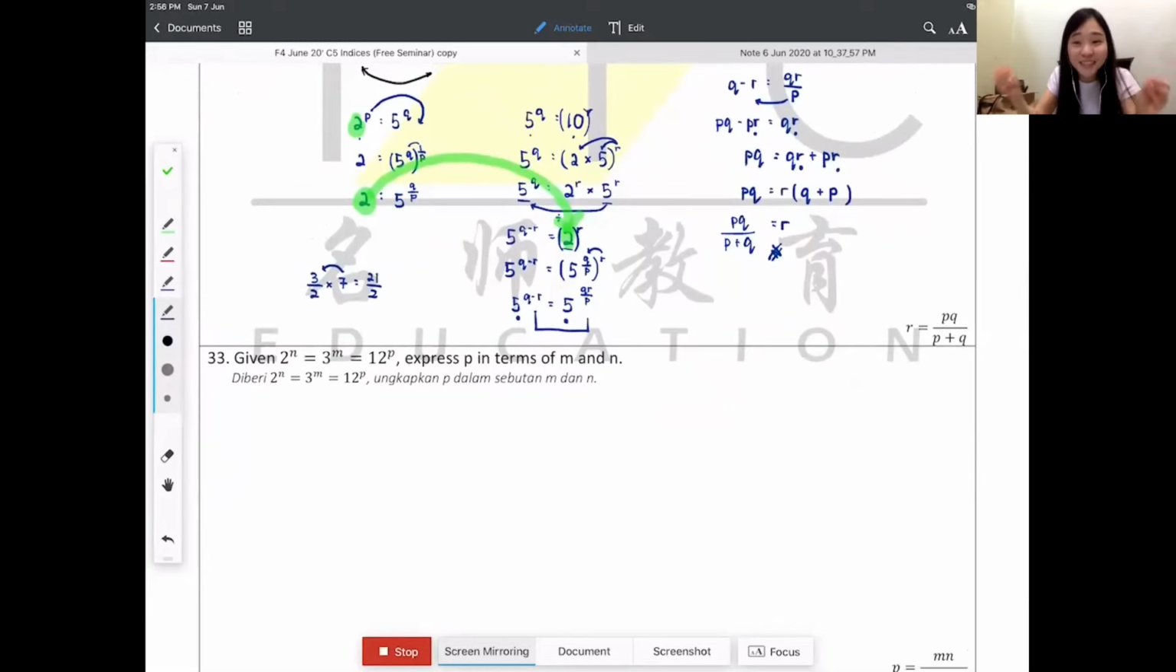So I do faster a bit for the next one, okay? 2 power n equals to 3 power m equals to 12 power p. Correct? Then they say express p in terms of m and n. So you know later on your answer will be p equals to blah, blah, n, blah, blah, n, okay?